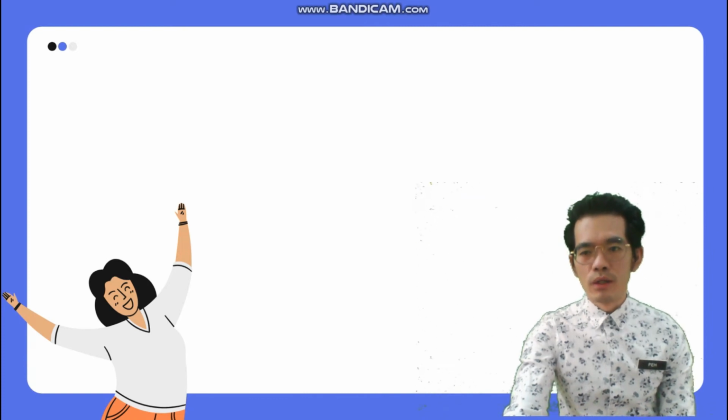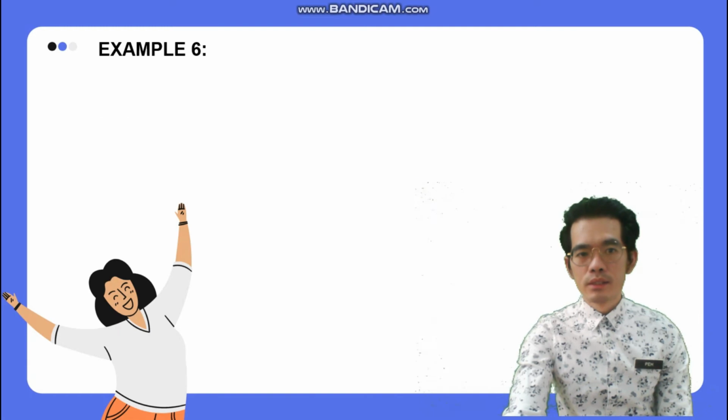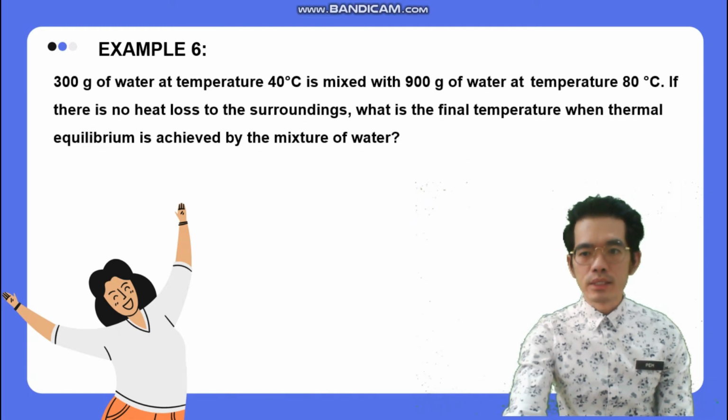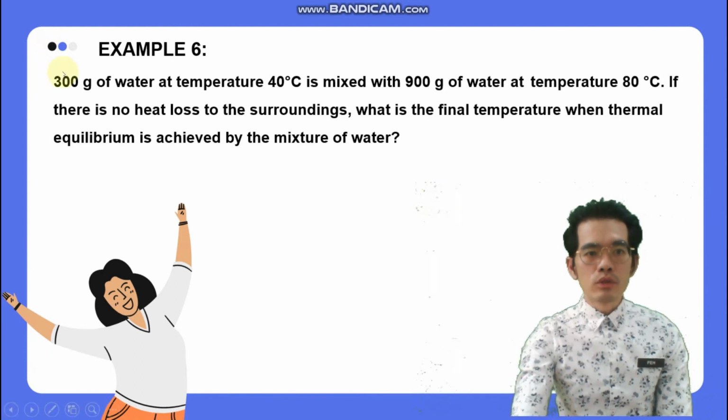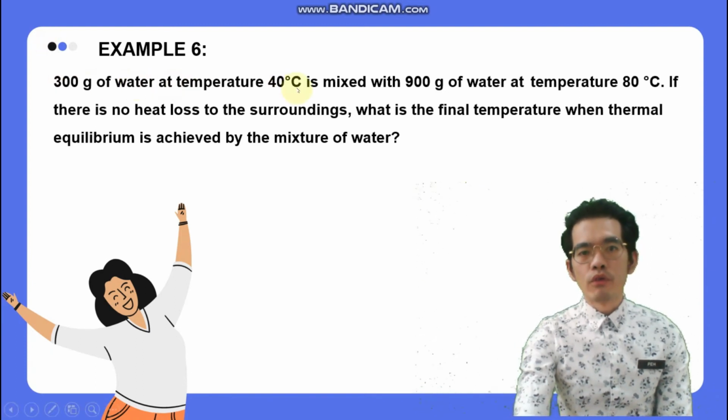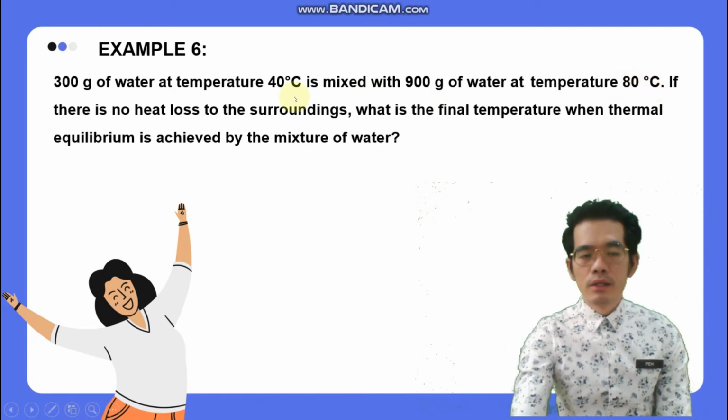Now we are going to the last example of our topic today, example 6. So let us read the question together. There is 300 grams of water at a temperature of 40 degrees Celsius mixed with 900 grams of water at a temperature of 80 degrees Celsius. If there is no heat loss to the surrounding, what is the final temperature when thermal equilibrium is achieved by the mixture of water?